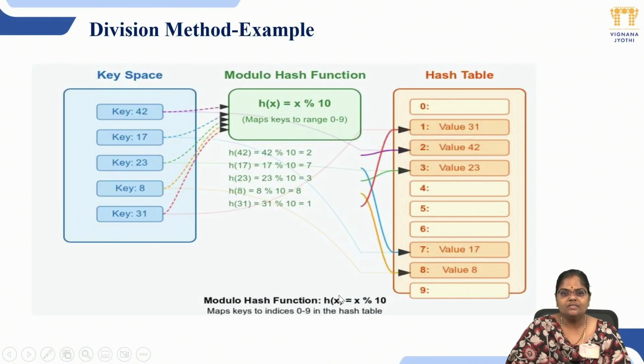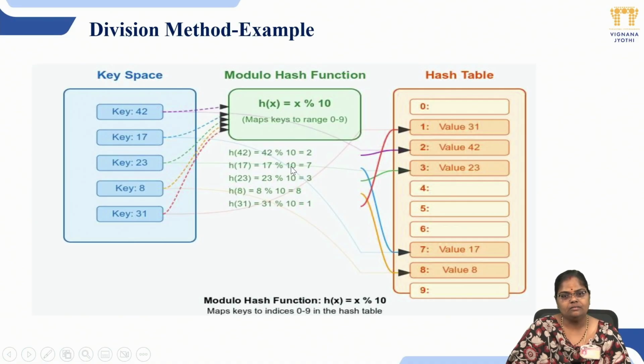So proceeding further with the example for the division method. Here we consider the list of keys which is to be stored in the hash table. The hash function which is used is a simple division hash function, h(x) = x mod 10, where the key 42, when it is given to this hash function, will give you modulo division of 10 as 2, where the value 42 is stored at an index 2 in the hash table.